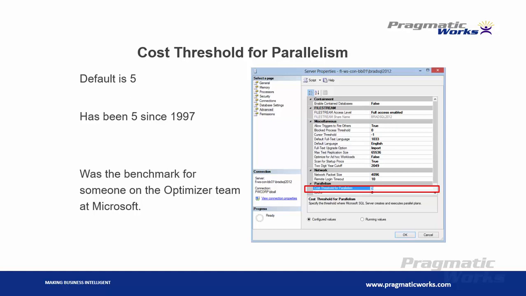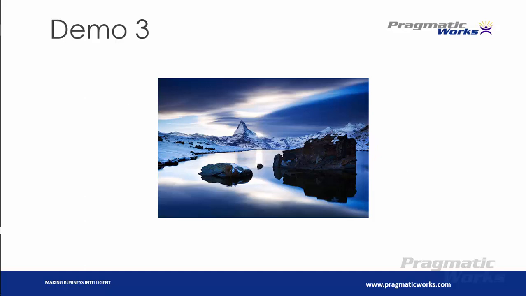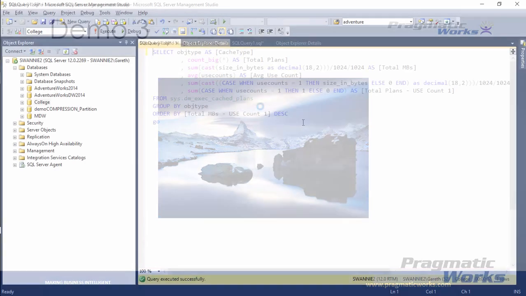The maximum I would set is 8, because with anything more than that, the overhead of managing these worker threads is too much for worker 0 to handle, so it actually causes a performance issue. So definitely change your max degree of parallelism to 4 or 8 and leave it at a maximum of 8. That's it. Let's go see how that works in action a little bit. Let's go and have a look at a demo.